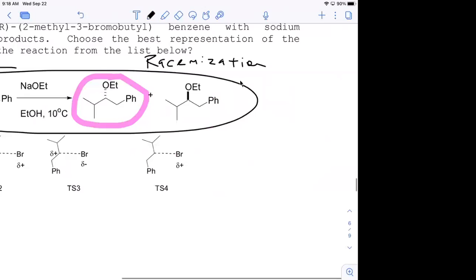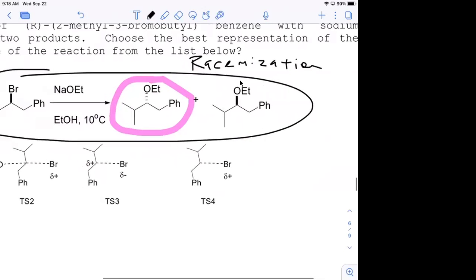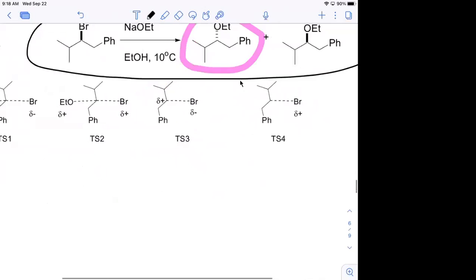The reason that racemization can happen is because you go through this carbocation intermediate that can get attacked. In this case, the carbocation intermediate would look like this, where I have this, not that.